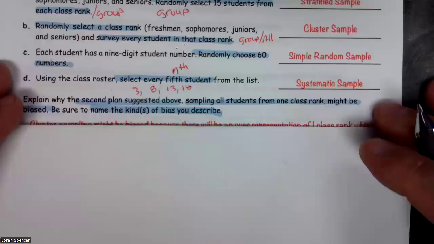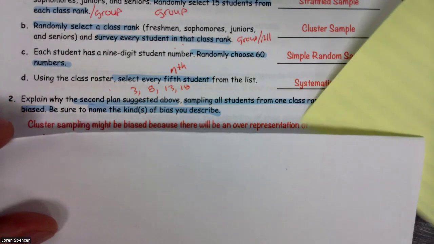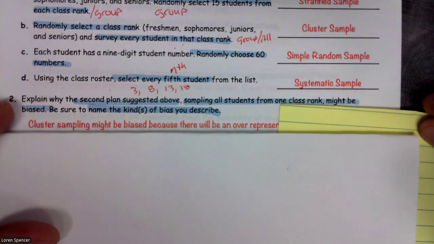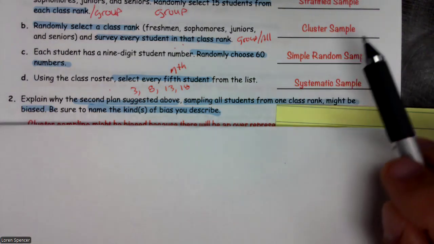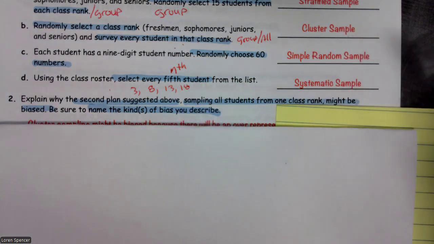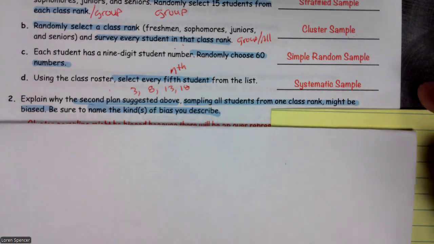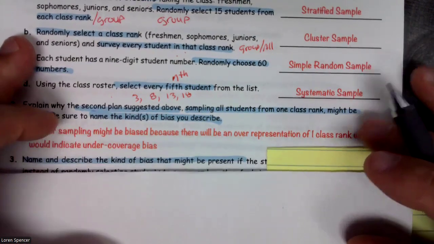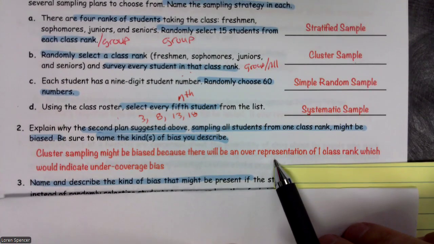Explain the second plan suggested above: sampling all students from one class rank may be biased. Be sure to name the type of bias. All right. So why might the cluster sample, the second plan right here, be biased? Well, there could be an overrepresentation of one class rank. All right, we could overrepresent one class rank.